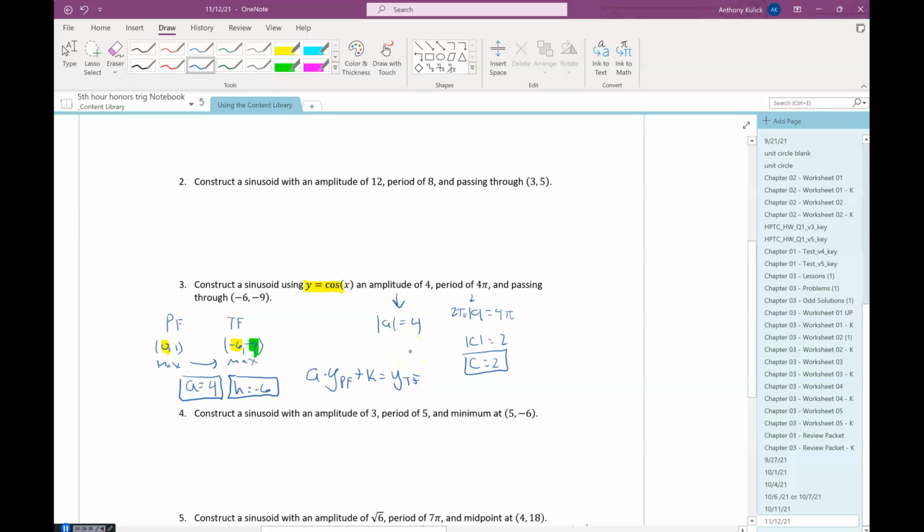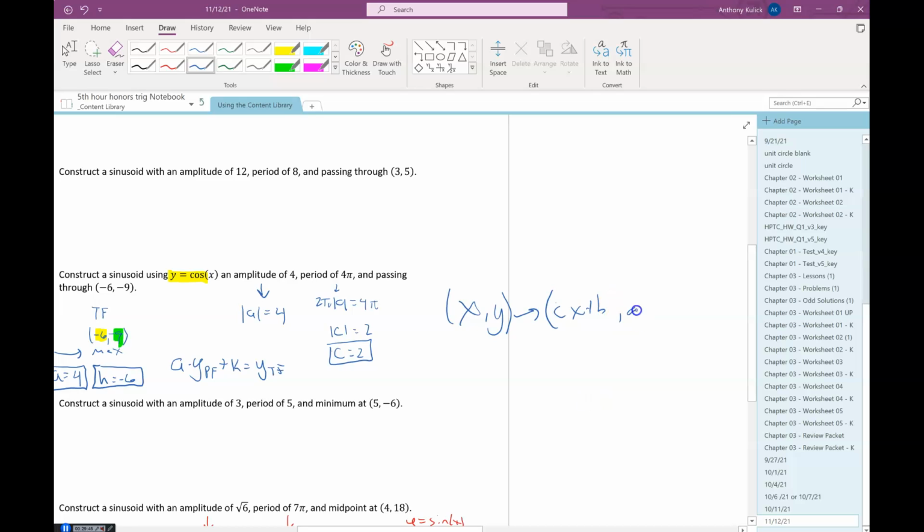Wait, why? The a is the amplitude. Well, our general transformation was this. What I'm doing to create these transform points, to get the transform y-coordinate, is I took the old y-coordinate, multiplied it by a, and added k. So that's where that equation is coming from. I just put the subscripts pf and tf in there to really illustrate which y we're talking about.